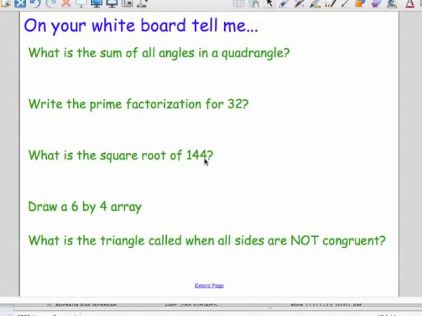Okay, 5M, let's get warmed up. On your whiteboard, you need to tell me what is the sum of all angles in a quadrangle. Write the prime factorization of 32. What is the square root of 144? Draw a 6x4 array. And what is the triangle called when all sides are not congruent, so they're all different? Go ahead and do this, and then come back to me and I'll check it with you. Press pause now.